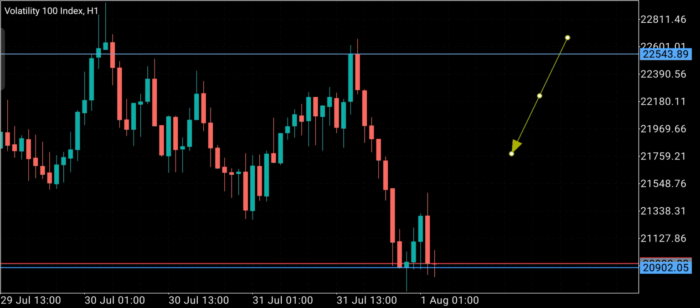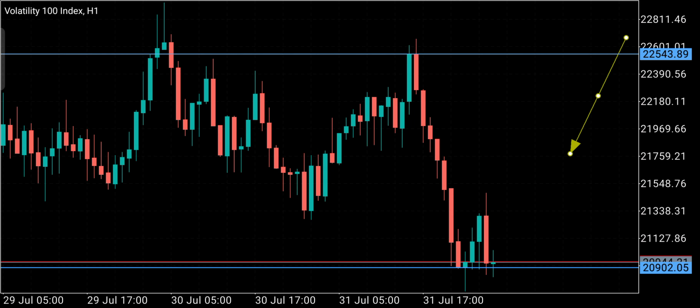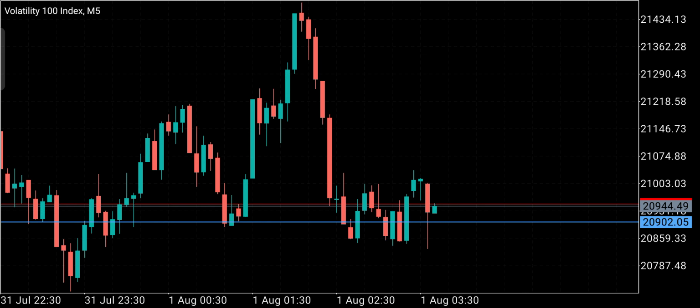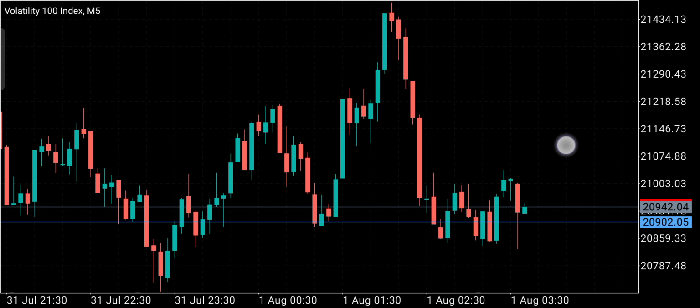Remember, we're talking about the pullback trading strategy. That means you want to look at how the prior candle closes. Now the best time frame that you need right now to see these early entries is your 5 minute time frame, the M5. So I'm going to change to the M5. All right, I'm changing to the M5.